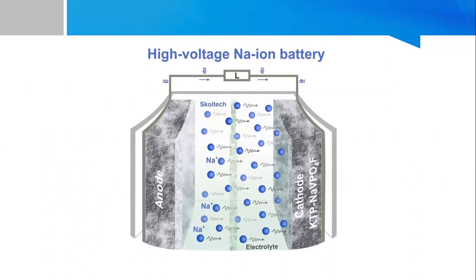This is a high voltage sodium ion battery. The right side of the picture shows the cathode and the left side of the picture shows the anode. From the anode, the electrons are transferred to the cathode and so on. The sodium ion battery works this way. So this was the description of the sodium ion battery. Let's move towards the next slide.